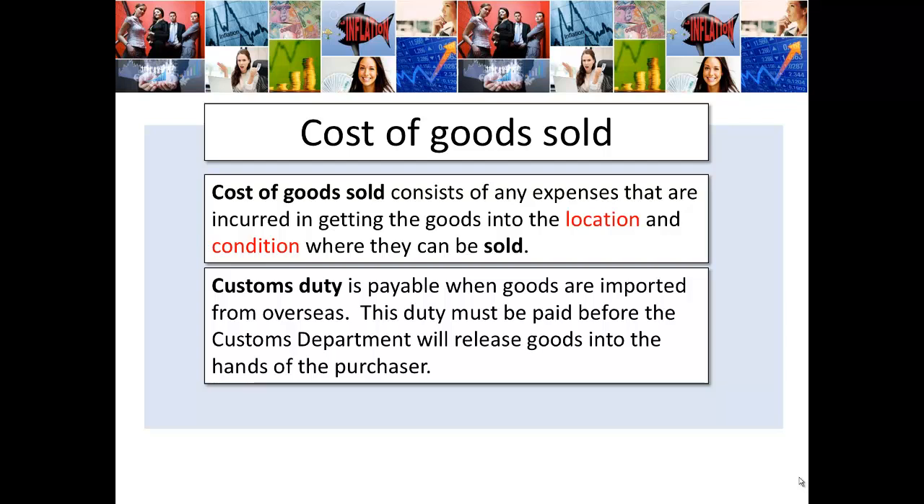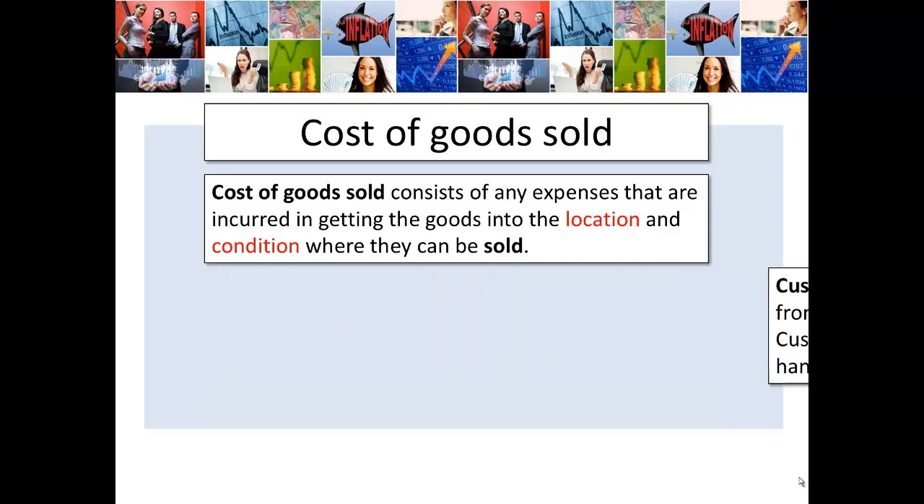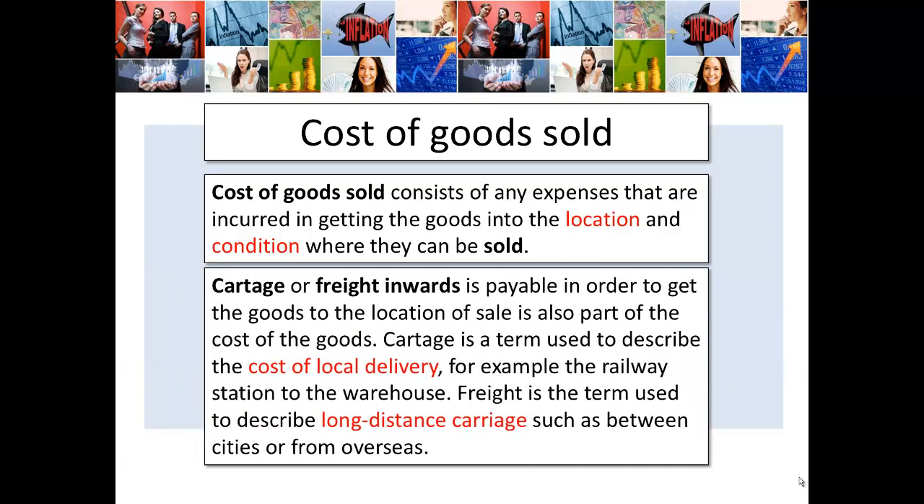Customs duty. Now this is paid when goods are imported from overseas. So if those t-shirts are made in Bangladesh, they're shipped to New Zealand, there's going to be a customs duty. Now that duty must be paid before the customs department is going to release the goods into the hands of the purchaser, the business. Cartage, or freight inwards, is payable in order to get the goods to the location of sale. So this is also part of cost of goods sold.